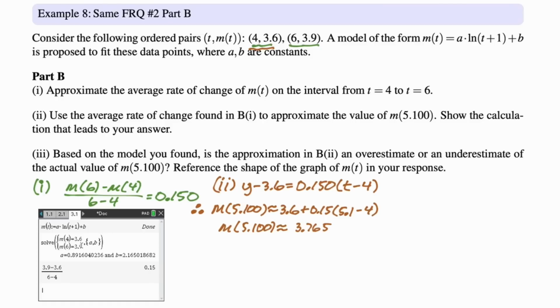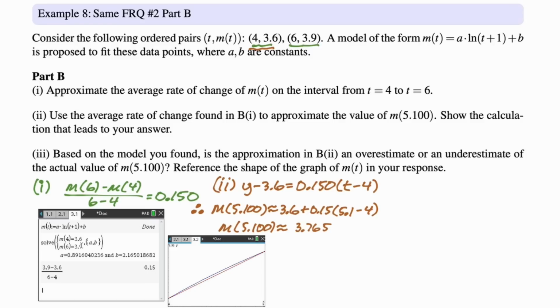The next part, based on the model you found, is the approximation in B2 an overestimate or underestimate of the actual value? Okay, so if you look at it, we have like a log function. And we found that the value of a was positive, and I don't even remember the value of b. But also, you can just have your calculator. Oh, a is 0.892, and b is 2.165. I can see it right on that calculator page. That's going to be a log, like a normal log. So it's increasing and it's concave down.